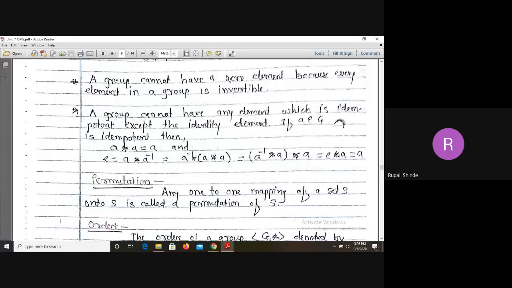Have you understood now? Yes. Just keep in mind that only the identity element can have the idempotent property.